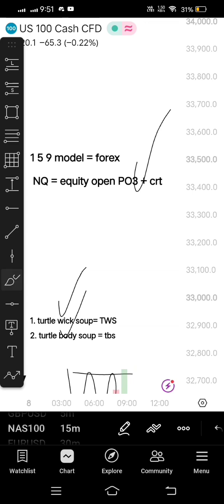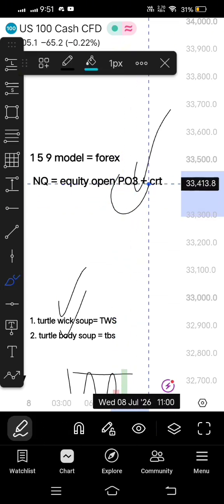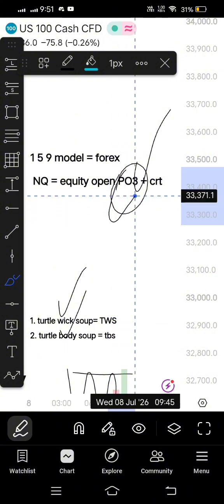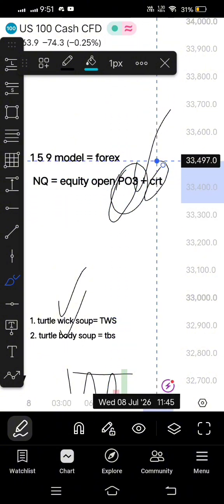Power of 3 is simply accumulation, manipulation, and distribution, which we discussed in the first video. You have to know that the power of 3 is the base of all these strategies. CRT is also based on the power of 3. So I combined the power of 3 with CRT, and believe me, it is crazy. When you trade it, you will see with your own eyes.